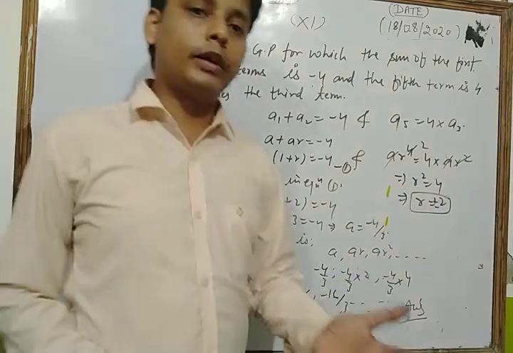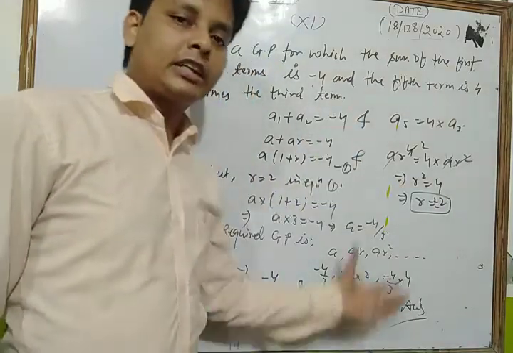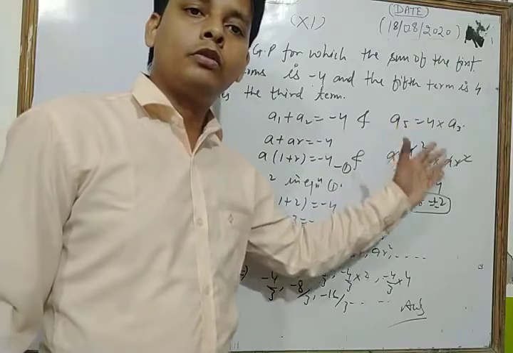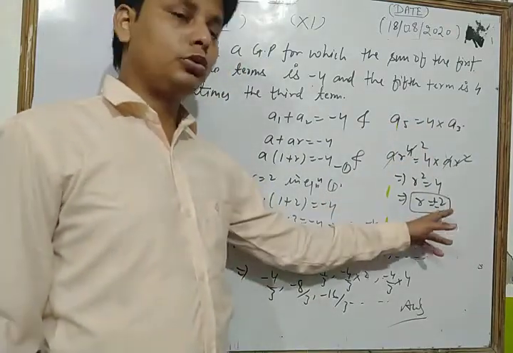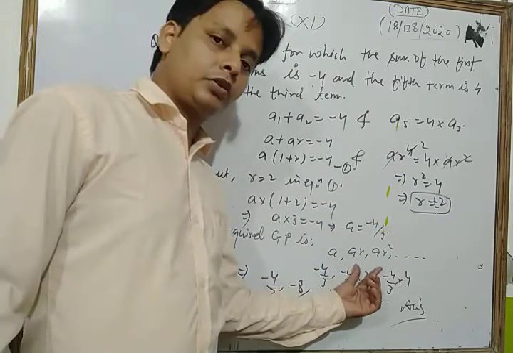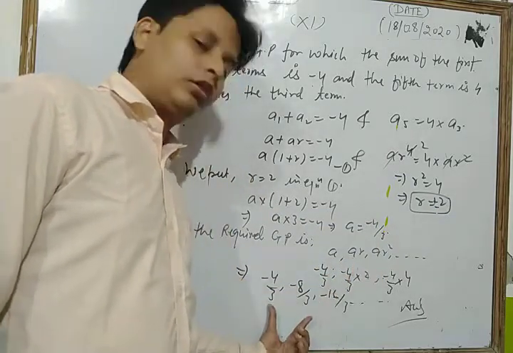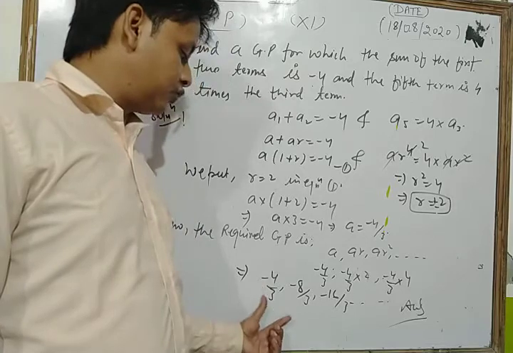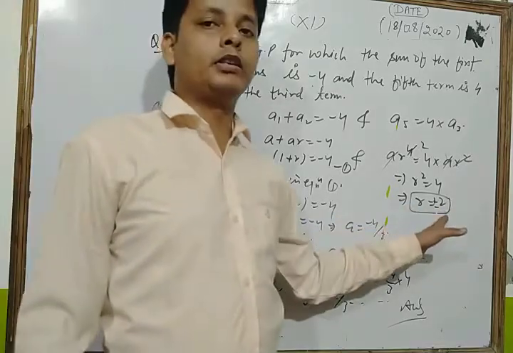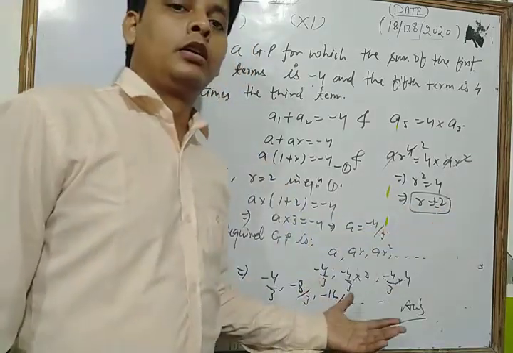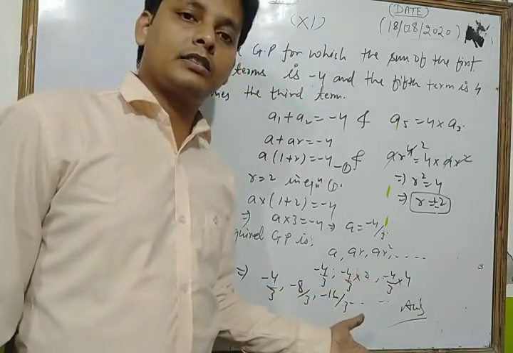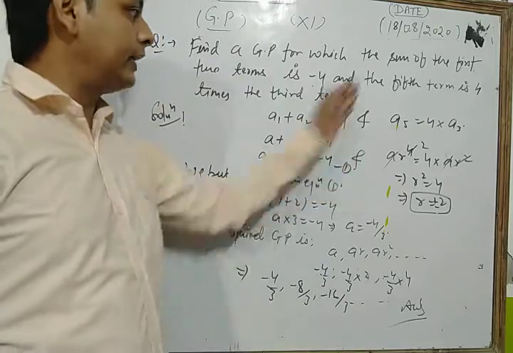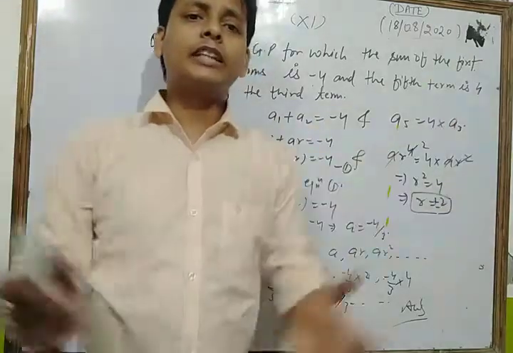So dear student, in this way we can solve this type of question by applying the conditions of the question. Here we take r equal to plus 2, then we put the values of a and r in the series, and we get the GP starting with -4/3. If we take r equal to minus 2, then we get another GP. Now in this way you can solve this type of question.